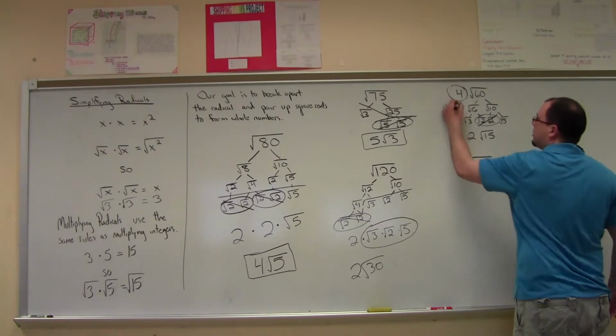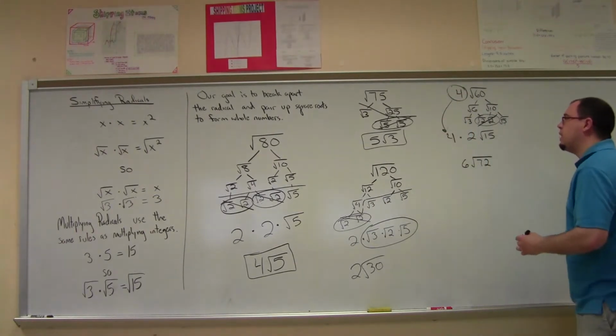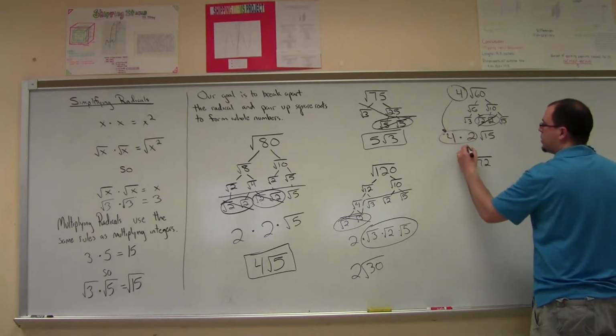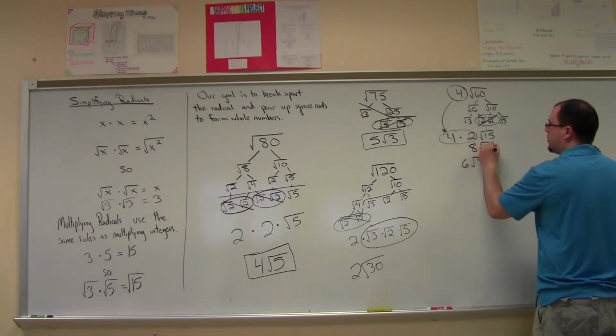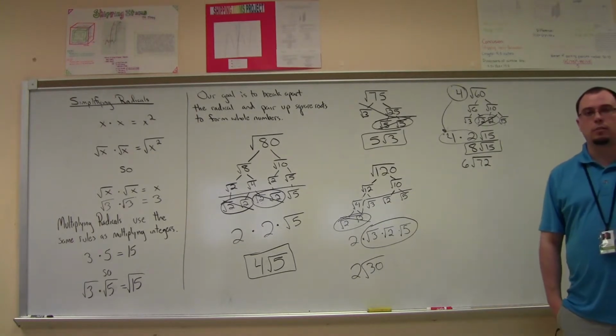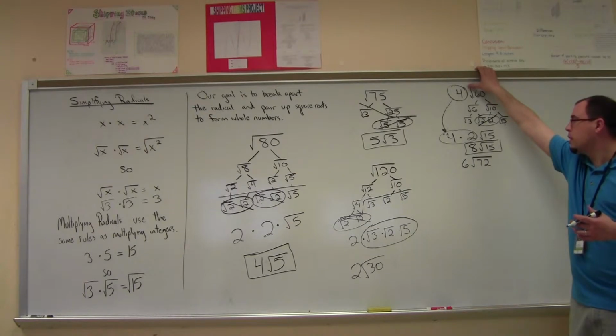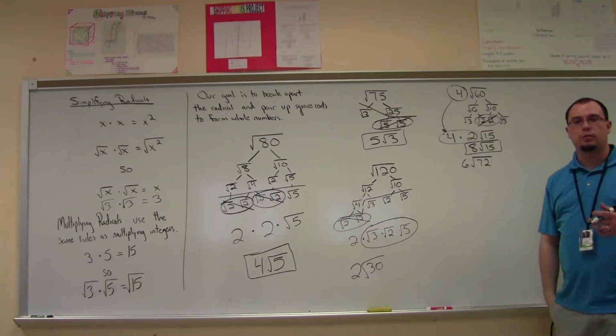And of course, we're multiplying it by 4. So we're going to have 4 times 2 radical 15. So when we multiply those together, we're going to get 8 radical 15. And that's going to be our answer there. So that's all you have to do. So it's the same process as before, it's just you've got this number in front, you're going to multiply by that number in front.